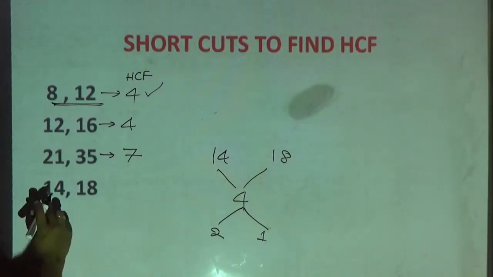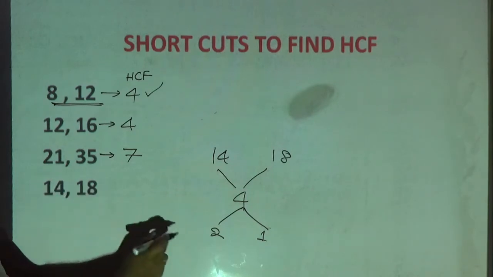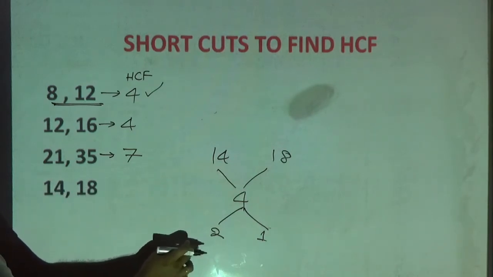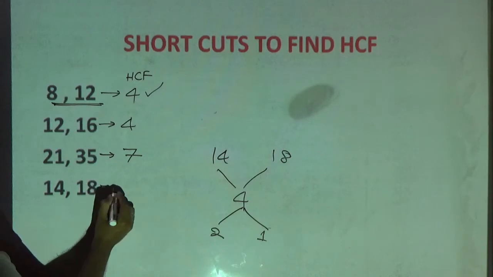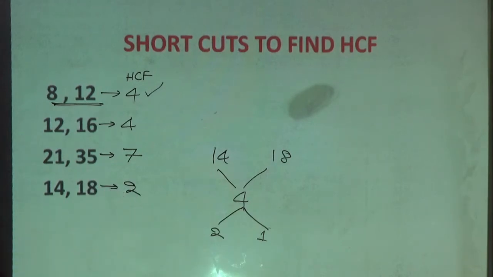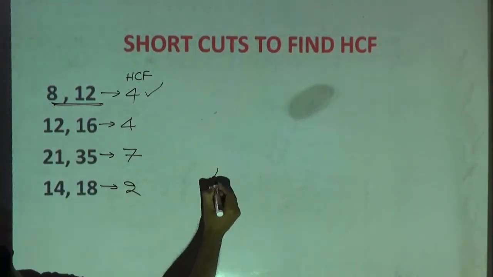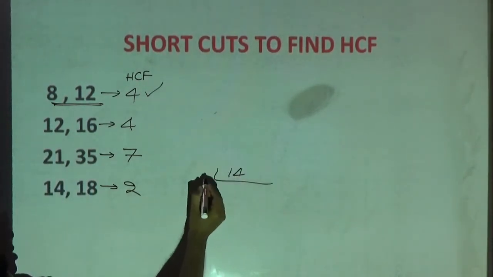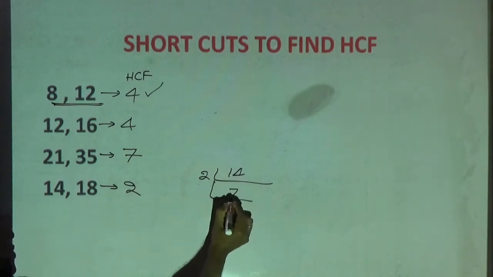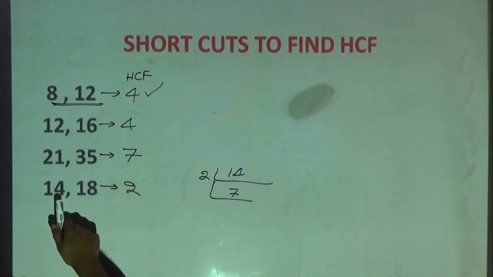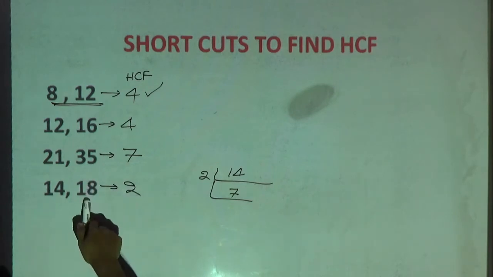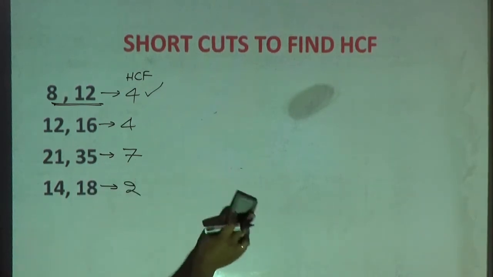From 2 can we divide 14? Yes. From 2 can we divide 18? Yes. Therefore, HCF is what? 2. 2 is your HCF here. Then another method. For 14, 2 sevens are 14. From 2 can you divide 14? Yes. From 2 can you divide 18? Yes. Therefore HCF is 2. Hope you have understood.